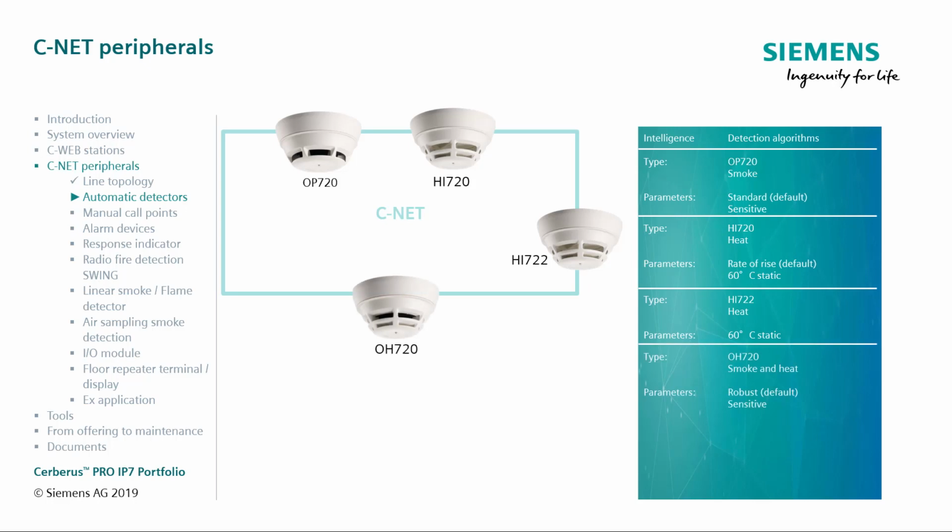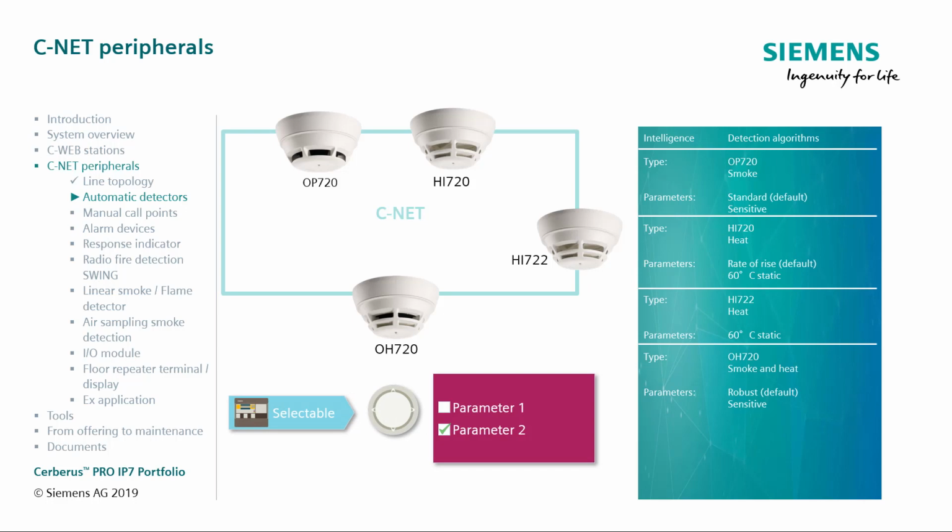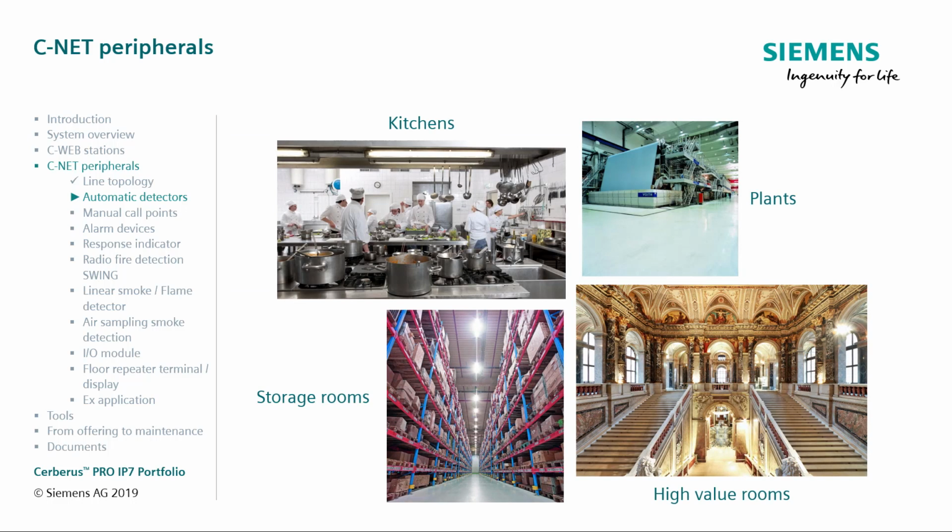The multi-sensor smoke detector has an optical component and heat sensor. The intelligent combination of optical and thermal signals makes the detector accurate, reliable, and highly immune to deceptive phenomena. The detectors have two parameter sets built in. Parameters can be configured as required using the Cerberus engineering tool or via the PMI. We offer neural fire detectors for use in a variety of applications, from harsh environments like kitchens or plants to sensitive areas like storage rooms or high-value rooms.